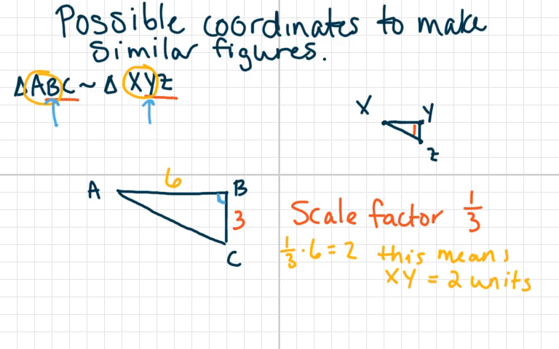But I also could flip that over, and I could go 2 units the other direction. I could call that my X. So I would have this triangle, which is also similar to triangle ABC, because the right angles are at B and Y. So both of those are possible.